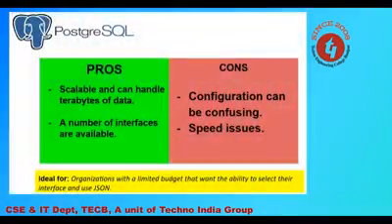At fourth position, there is PostgreSQL. The pros are this database management engine is scalable and can handle terabytes of data. It supports JSON. There are a variety of predefined functions. A number of interfaces are available. And cons might be documentation can be spotty. So you may find yourself searching online in an effort to figure out how to do something. Configuration can be confusing sometimes. Speed may suffer during large bulk operations or read queries. It is ideal for organizations with a limited budget that want the ability to select their interface and use JSON.